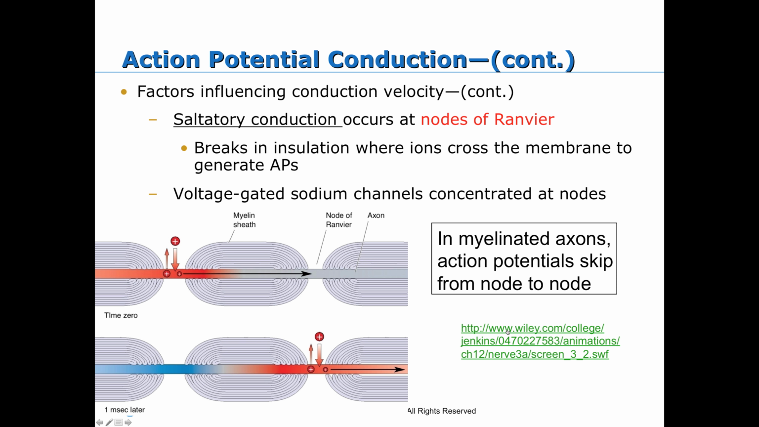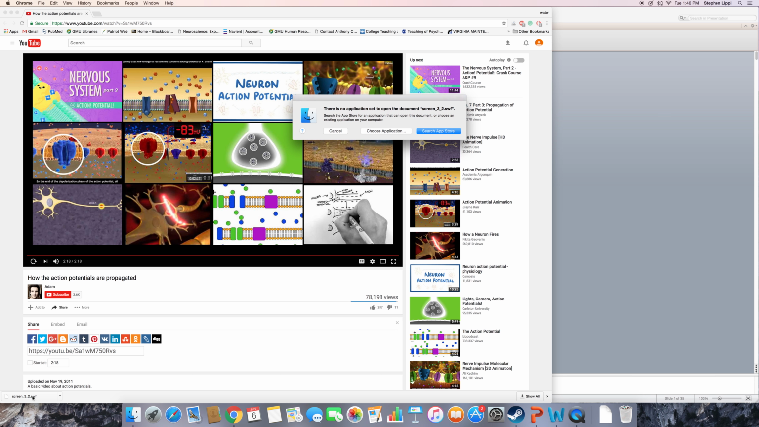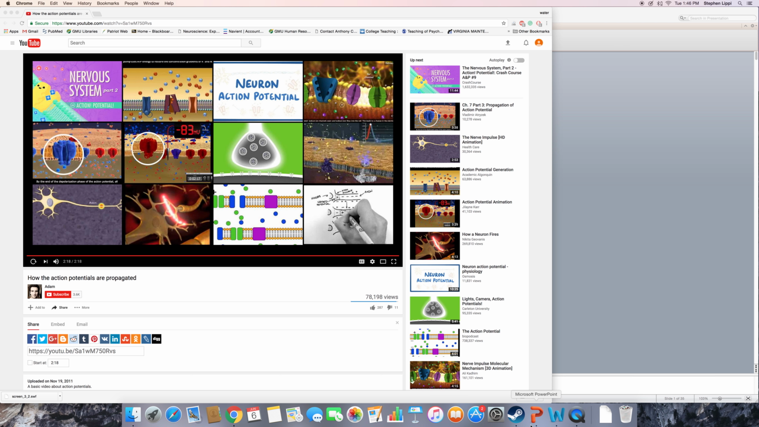So here is a brief demonstration of saltatory conduction. And let's see if this opens up or not. Hoping that it does. Okay. Guess not.